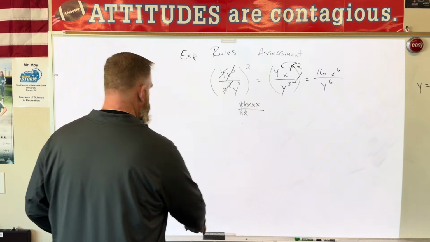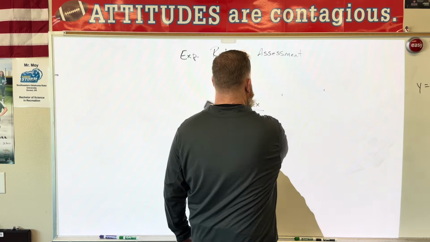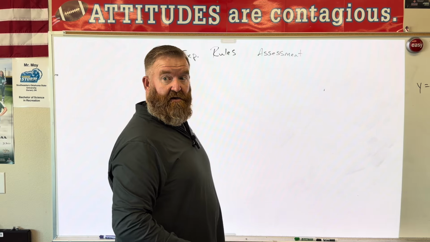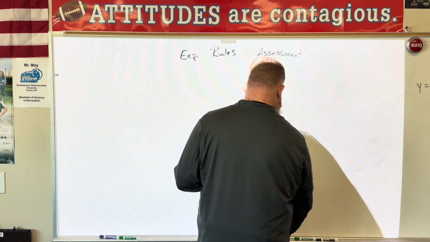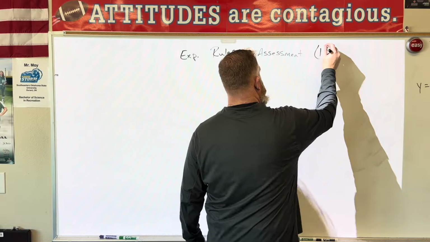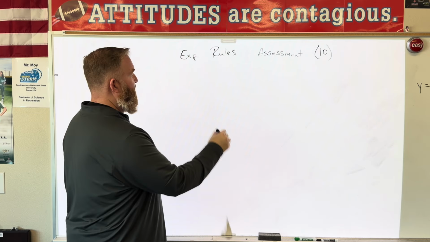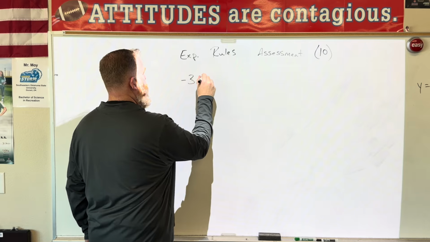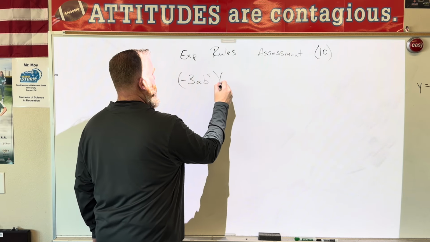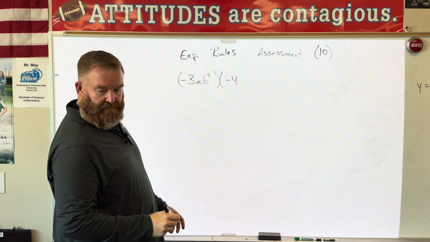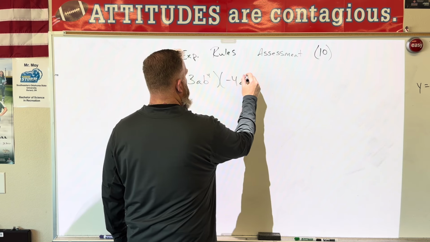All right, number 2. Oh, by the way, this one's going to be 10 questions. They're both going to be 10 questions, which is not crazy, okay? If you want to, you can mark that down. 10 questions for this one. Here we go. Number 2 looks like this. Negative 3 a b to the fourth, times negative 4 a to the third b to the second.